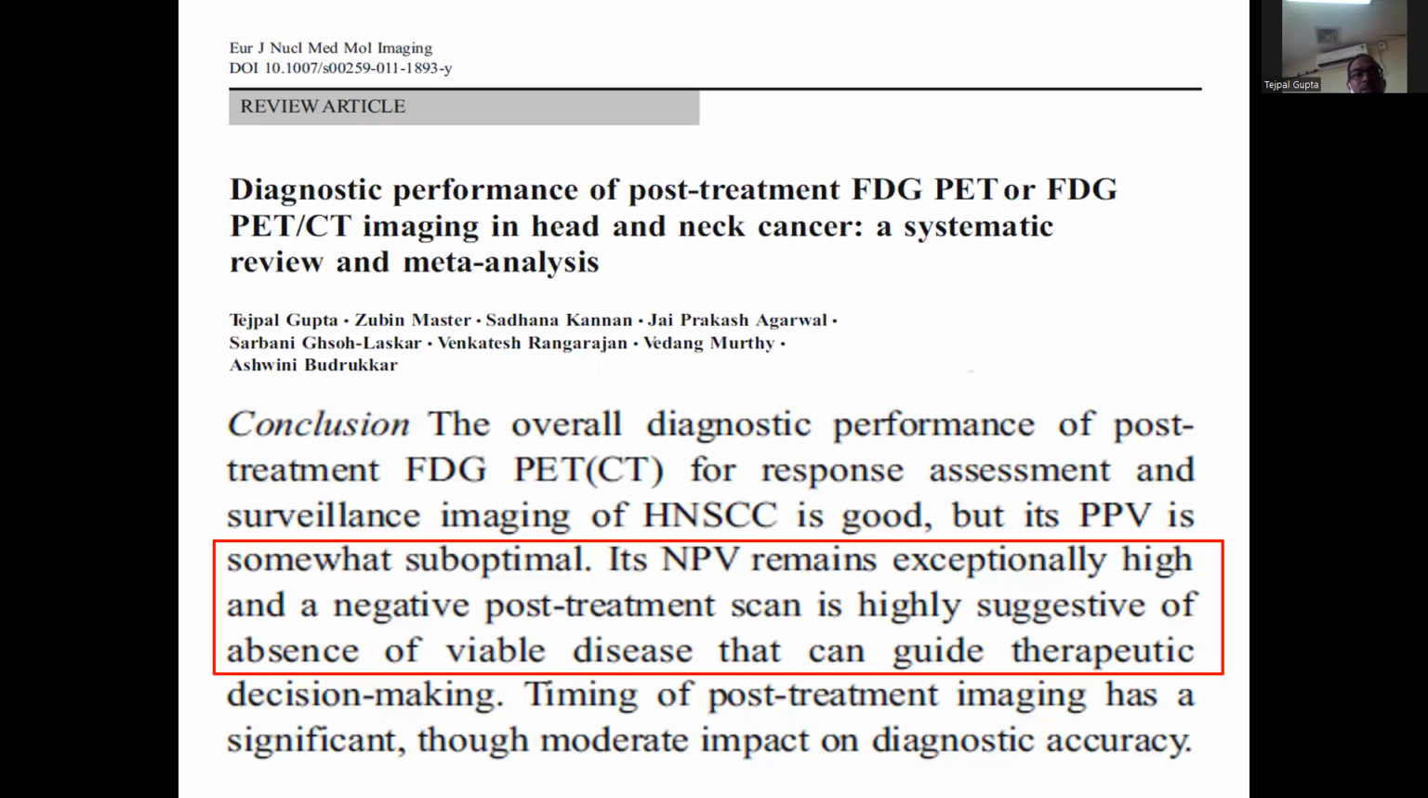So this was published in the European Journal of Nuclear Medicine and Molecular Imaging, and what we concluded was that overall diagnostic performance of post-treatment FDG PET CT for response assessment and surveillance imaging of head and neck cancers is good, but its positive predictive value is somewhat suboptimal. Negative predictive value remains exceptionally high, and a negative post-treatment scan is highly suggestive of absence of viable disease that can guide therapeutic decision making. The timing of post-treatment imaging has a significant, though moderate, impact on diagnostic accuracy. So this is what we concluded. This was in 2011.